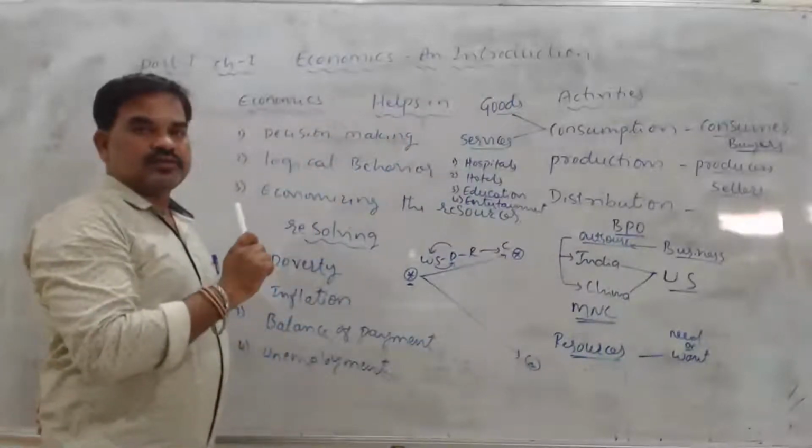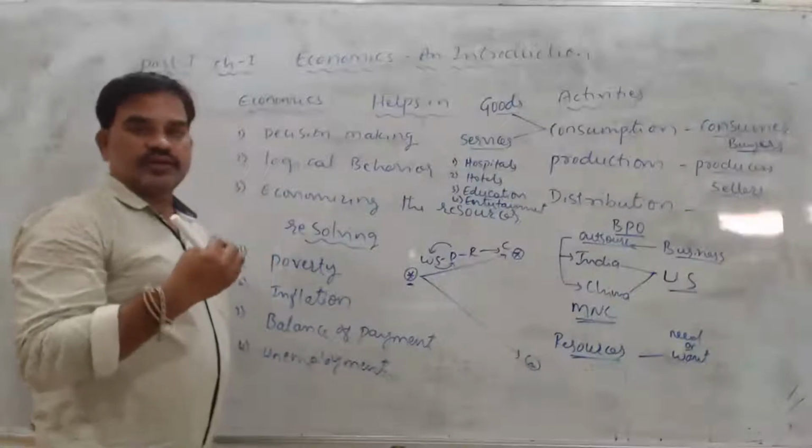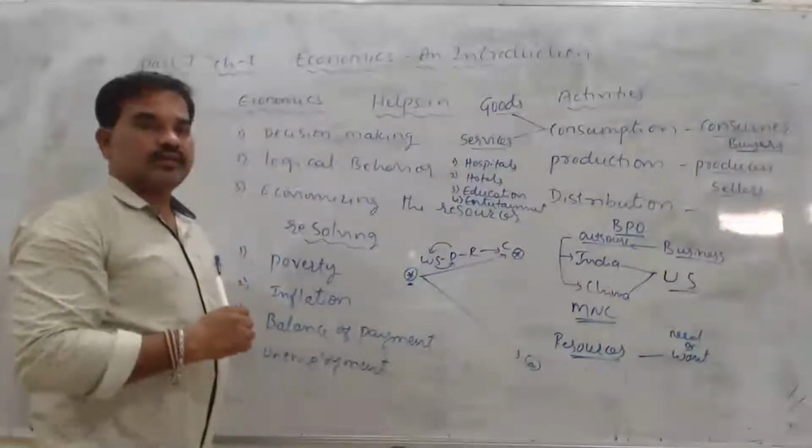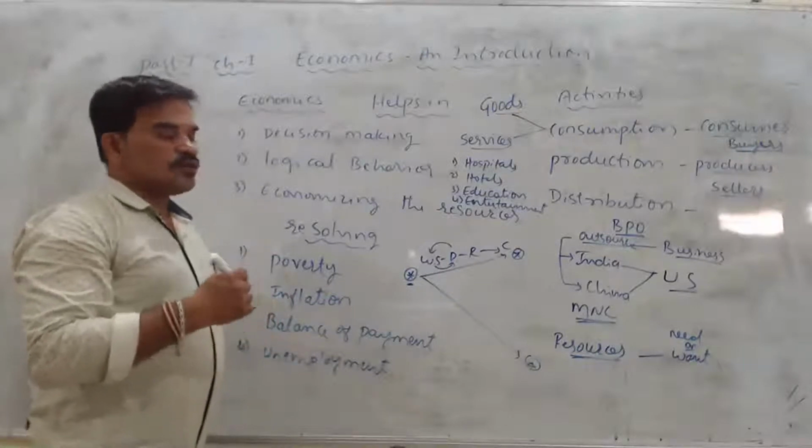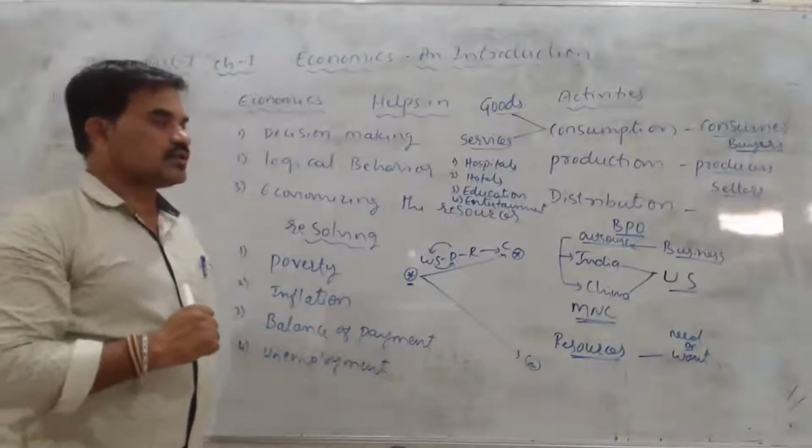Okay, it helps us to decide what resources we need to use, in how much quantity, and how we can utilize them in a better way. That is, to produce, what comes in is the cost of production.